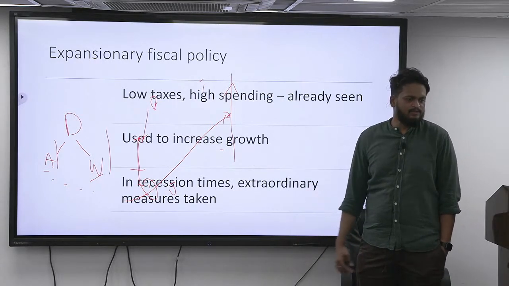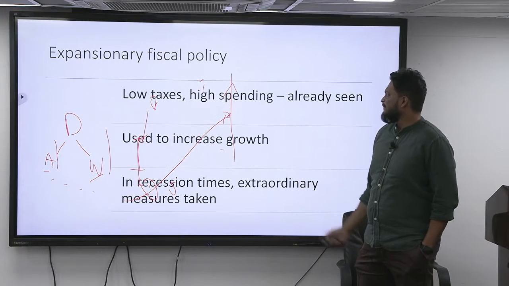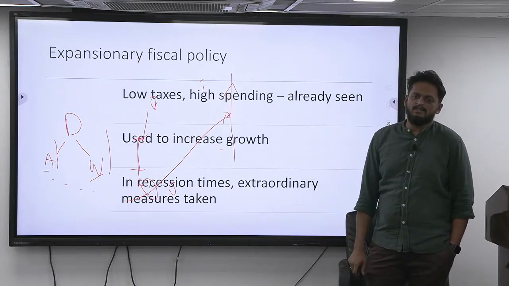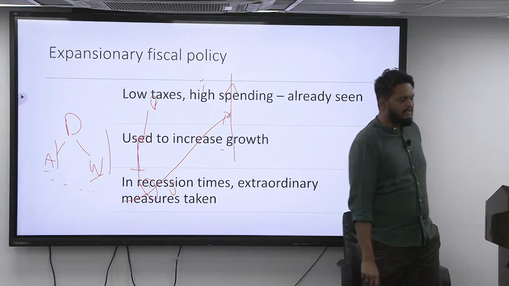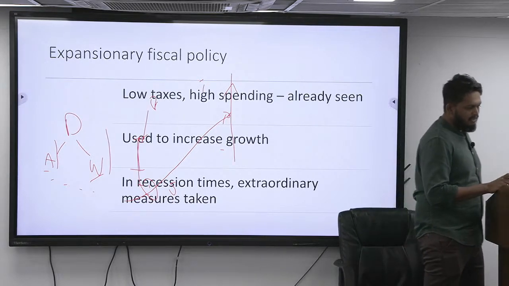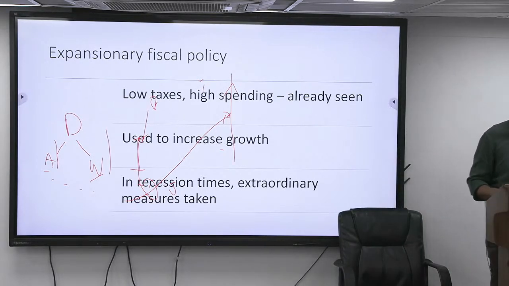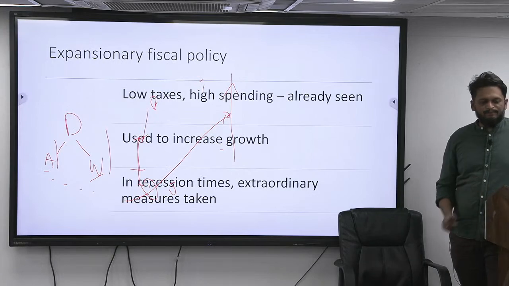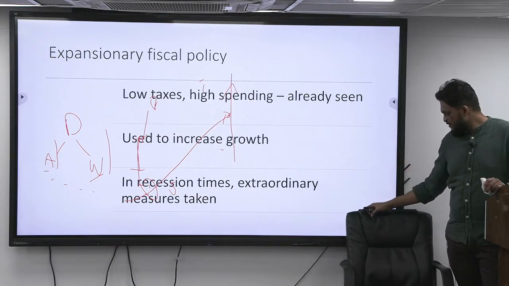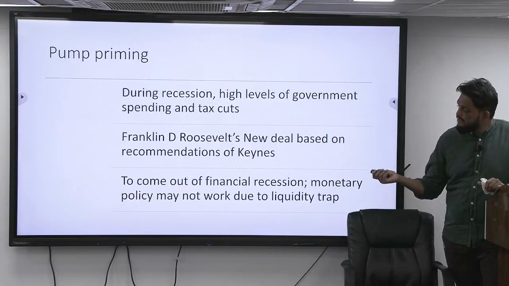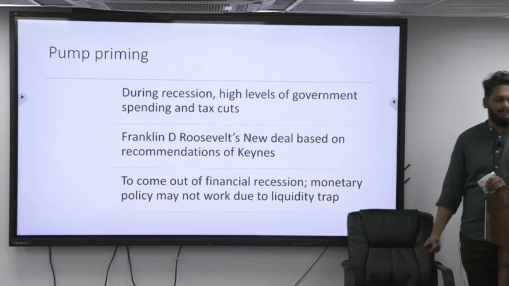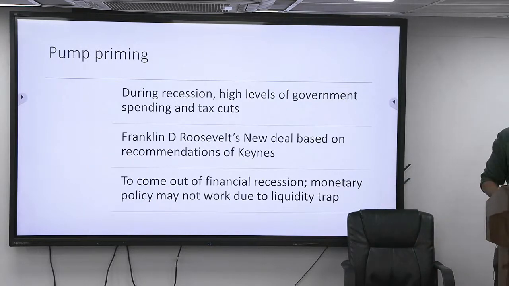You understood this? So this is, you can say, normal expansionary policy and contractionary policy. This part is actually linked to whatever we have earlier discussed. So if anybody has any questions so far, you can ask. Otherwise, we will go for pump priming. Any questions so far?